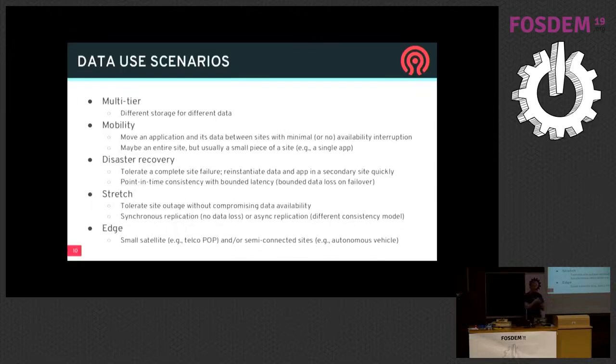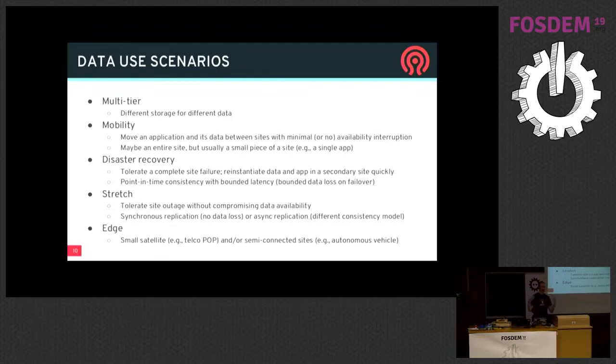So we're going to break this down into 5 data use scenarios, or underlying business problems that organizations are trying to solve with their data. The first is simply multi-tier. You have different kinds of data, they have different performance and storage capacity requirements, and you want to have different tiers of storage where you want to put your data. And it might vary over time.